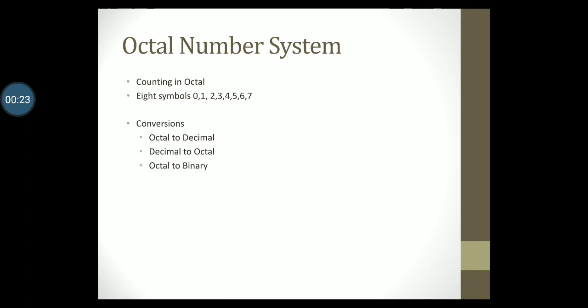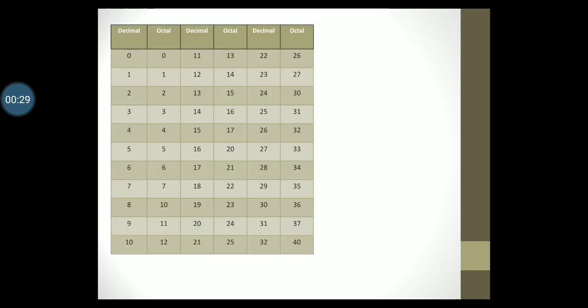In this video, we are going to learn how to count in octal. As you know, there are 8 symbols in octal, 0 to 7. In this video, we will also cover some basic conversion routines: octal to decimal, decimal to octal, octal to binary and binary to octal. Let us first learn how to count in octal.